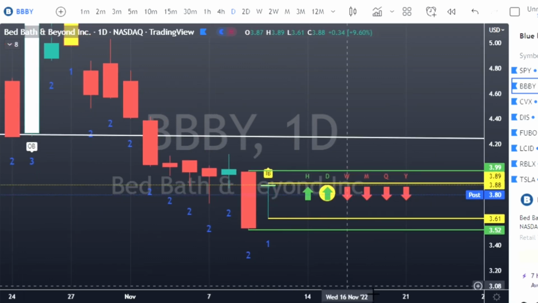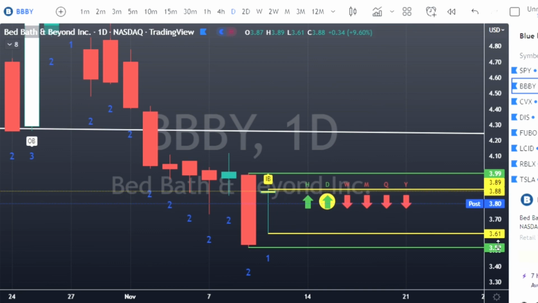Now, if you've been super green on the week, I would temper your excitement for Lotto Friday. I would play it smart. I would play it small. And just go with the flow and whatever you feel and whatever the setups are showing you.